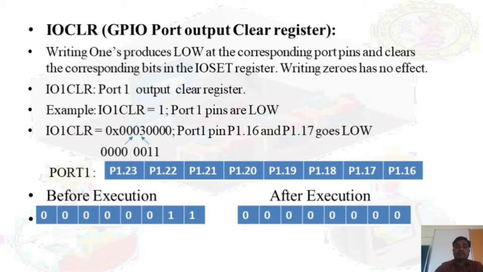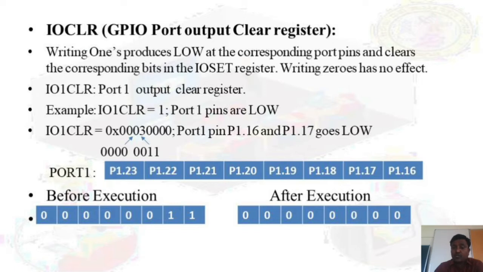IOCLR is the GPIO port output clear register. Writing ones produces low at the corresponding port pins and clears the corresponding bits in the IOSET register. Writing 0 has no effect. For example, IO1CLR is the port 1 output clear register. Whatever values are present at the port pins become cleared, and the default value is set to 0. For example, IO1CLR equal to 1 makes port 1 pins low.